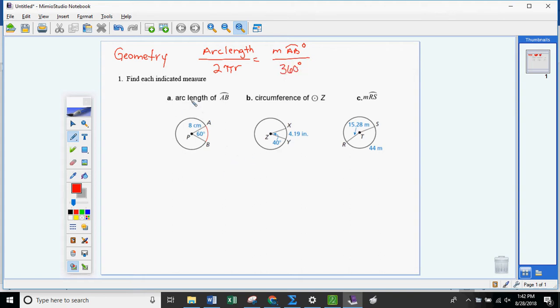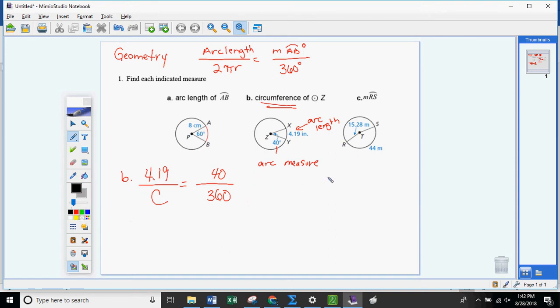Okay, so we finished this one in class, and letter B, I was in a rush, and we're supposed to find the circumference for letter B. So this 4.19 is the arc length. 40 degrees is the arc measure. So if I complete the proportion, the arc length, 4.19 over the circumference, which we're trying to find, so I don't actually have to put 2 pi r, I can just put C, because that's what the circumference is, 40 over 360. And from here I can cross multiply.